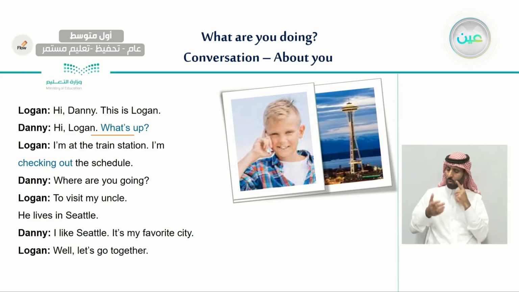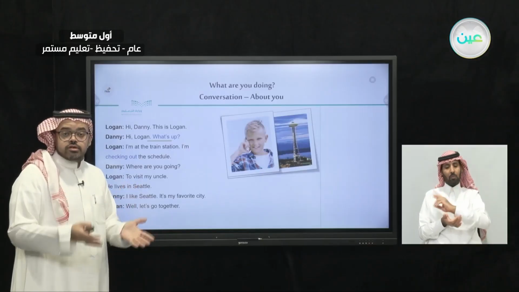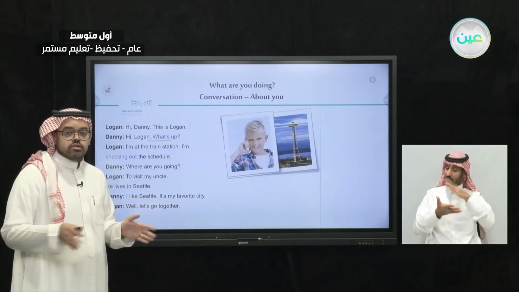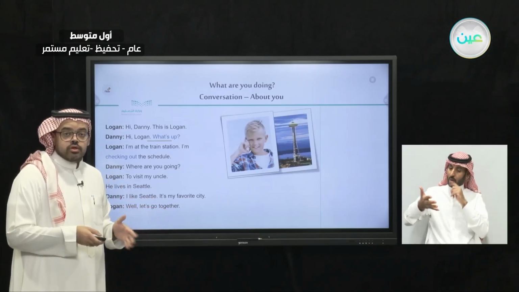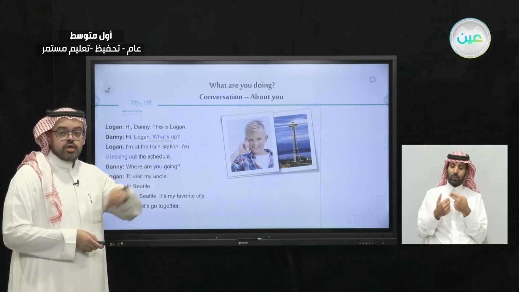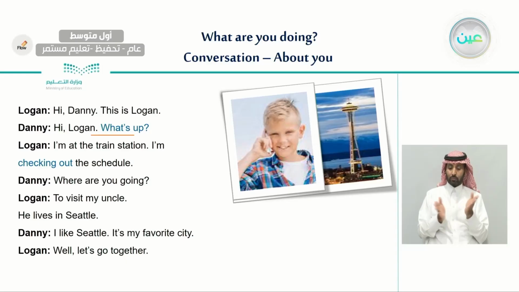As in airplanes, as in taxis, as in trains, each one of those transportation vehicles has a schedule that tells you when to go, the start of the trip and the end of the trip. So our friend Logan here is checking the schedule of the train station. Danny says, why are you checking this train station? Where are you going? He said, to visit my uncle. He lives in Seattle.